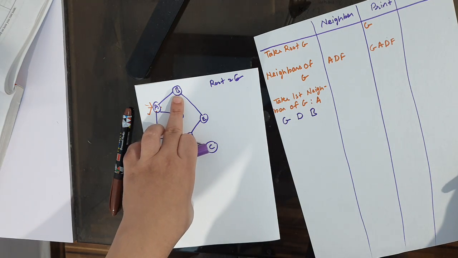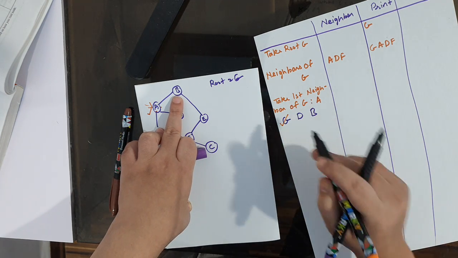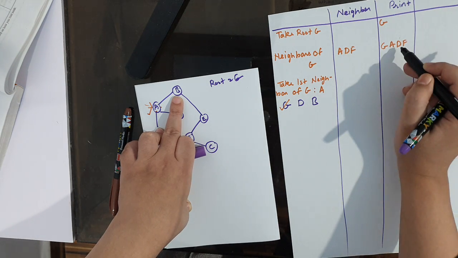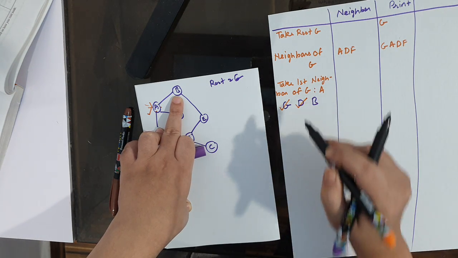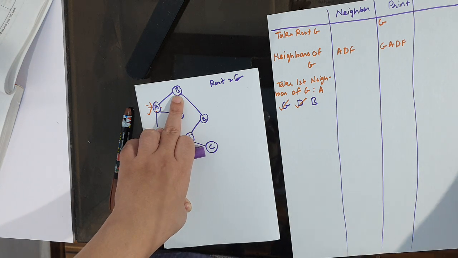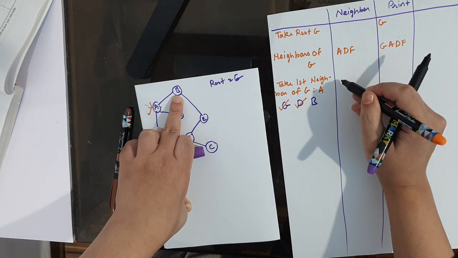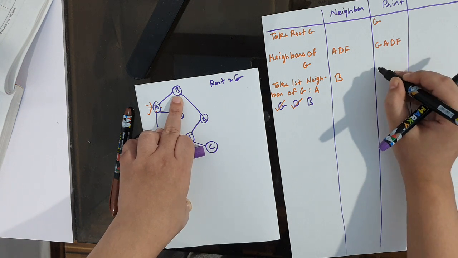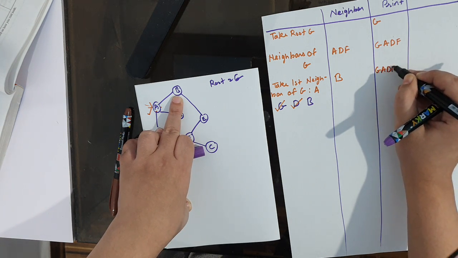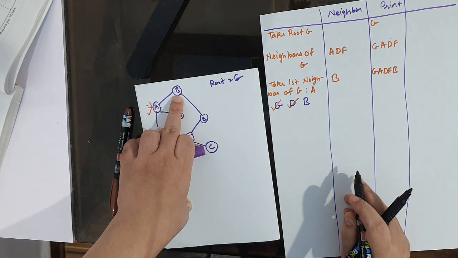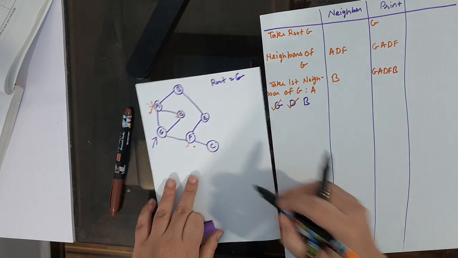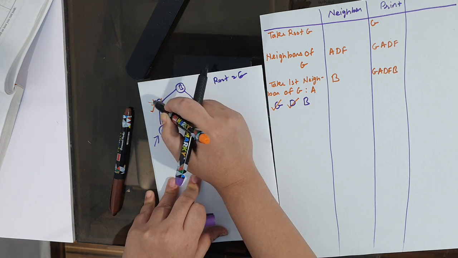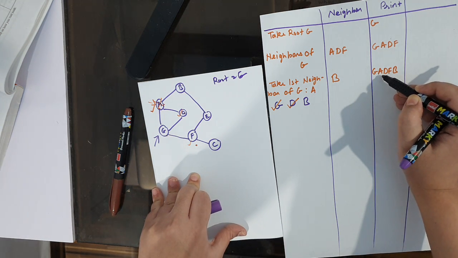Among these, G is already visited, so we don't have to consider it. Then D is also already visited, so we don't have to consider it. So the only one that is left is B. So we are going to consider the neighbor B, and we are going to also visit that neighbor. So now all the neighbors of A are done.